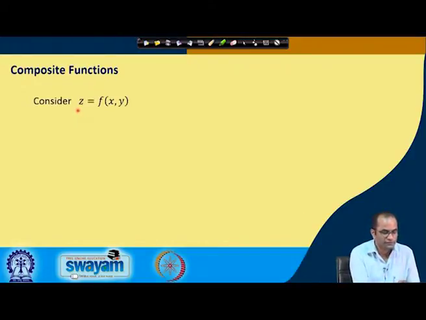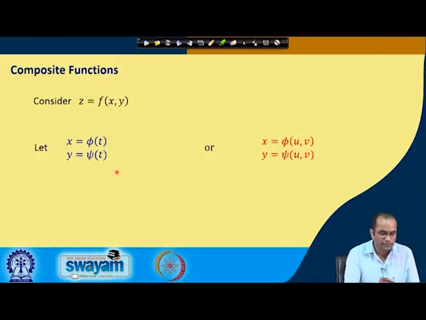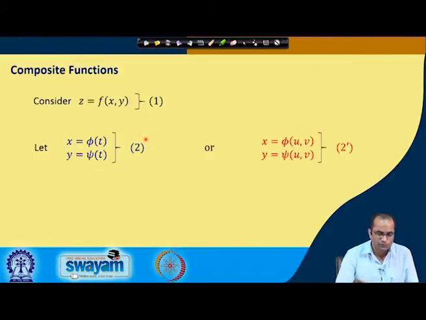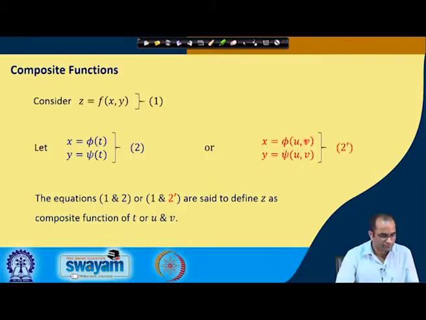If we consider the function z equal to f of x, y, a function of two variables x and y, and we let x depend on t, so x is a function phi of t, and y is also a function of t, which we denote by psi of t. Or x could be a function of two variables u and v, and y again a function of u and v. Let us call this equation number 1, this equation number 2, and this equation number 2 prime.